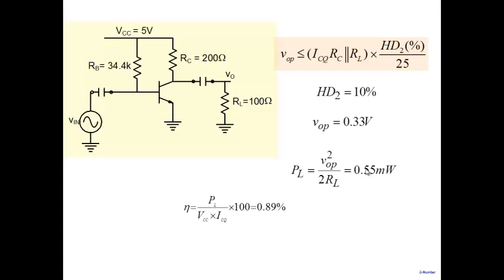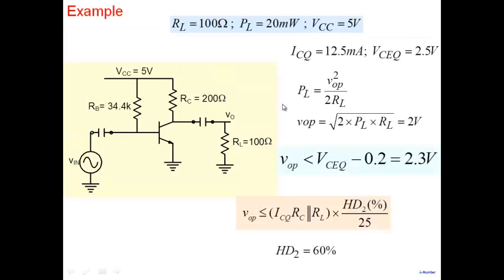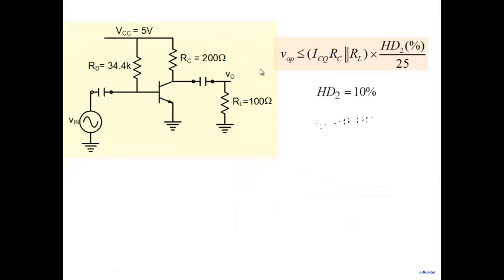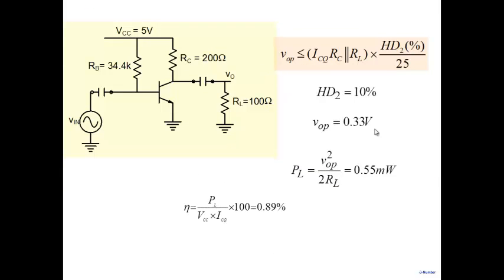And you calculate efficiency. Efficiency will be this power divided by VCC into ICQ here. So 5 volt multiplied by this one. So you calculate efficiency of 0.89%. And so now you have an amplifier which looks reasonable at 10% harmonic distortion, but it gives you only 0.55 milliwatt here. And you are being asked to design for 20 milliwatt here. And imagine now, you can't say to your boss, I'll give you half a milliwatt, and that too at 0.89% efficiency, right? So you are in trouble now. What do?